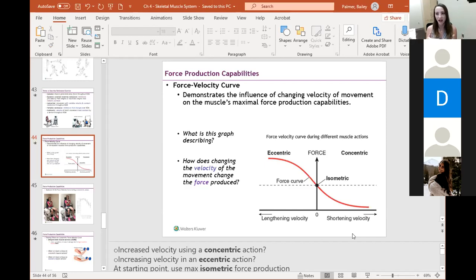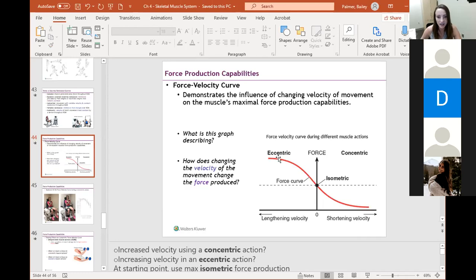There's not enough time for actin and myosin to bind together to produce that force. So that's one reason why during a fast contraction or fast concentric action, force decreases. But on the flip side, during a lengthening velocity, so if we were to lengthen the arm and do it very quickly, that muscle stretches and we actually have greater force production.